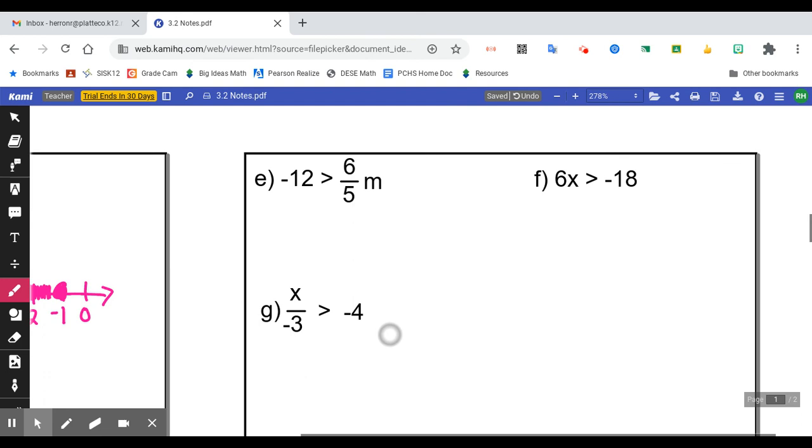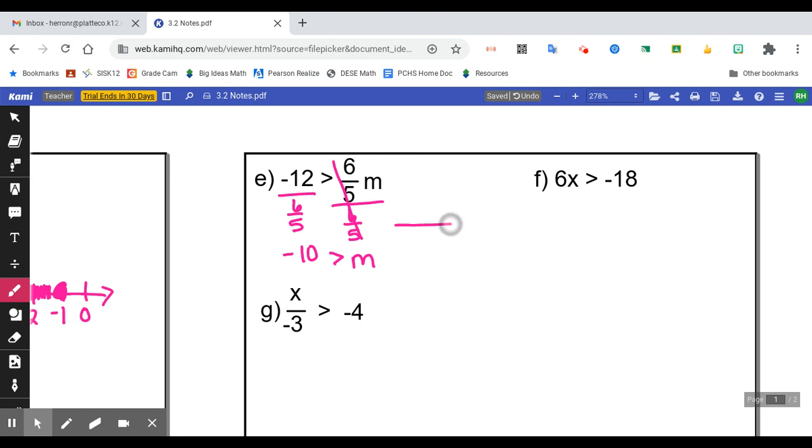Okay. Last few here. If you want to, pause the video and see if you can do them on your own. Otherwise, keep on rolling with me. So, again, written backwards here to kind of practice that. I have 6/5, so I'm going to divide by 6/5. If you want to, you can multiply by the reciprocal, which is 5 over 6. I'm not dividing by a negative, so this is going to stay exactly the same. And I've got negative 12 divided by 6/5, which is negative 10.